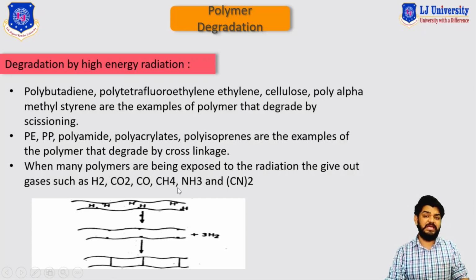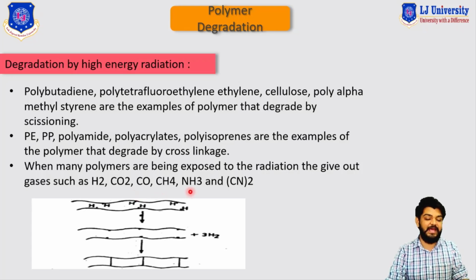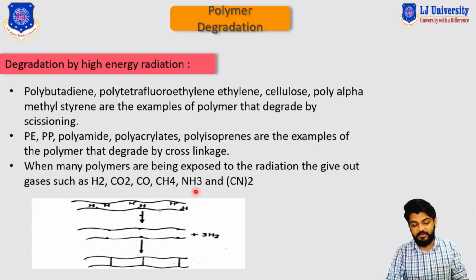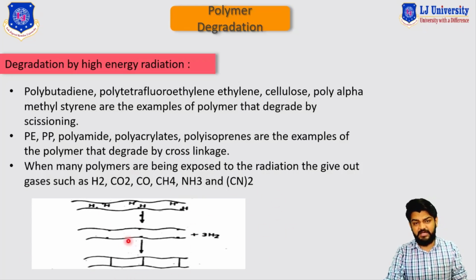So as you can see here on the screen, when polymers are exposed to the radiation coming out of the sun and absorb high energy radiation, they will decompose or produce molecules or gases such as H2, CH2, carbon monoxide, methane, and ammonia type of compounds. So let's first understand the cross linkage type of degradation.